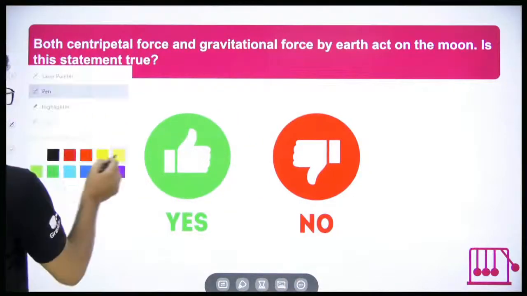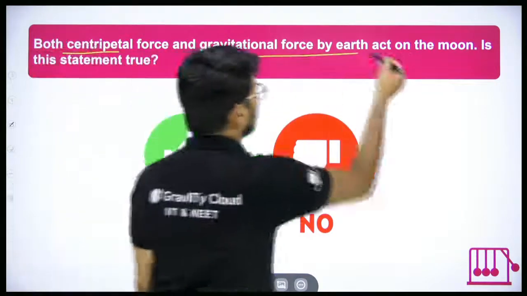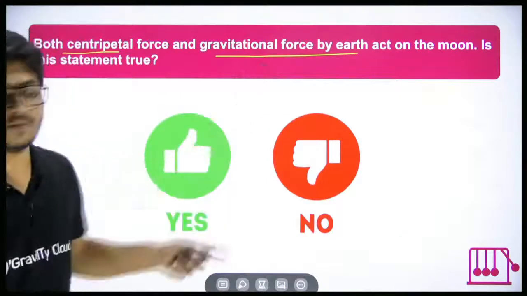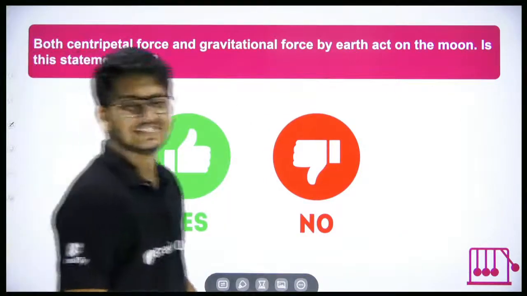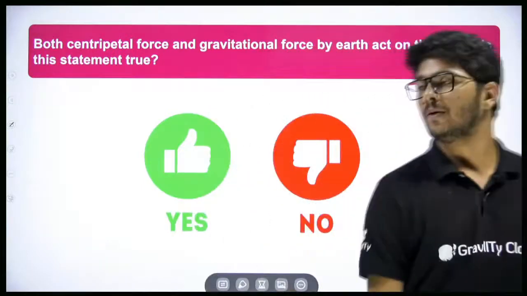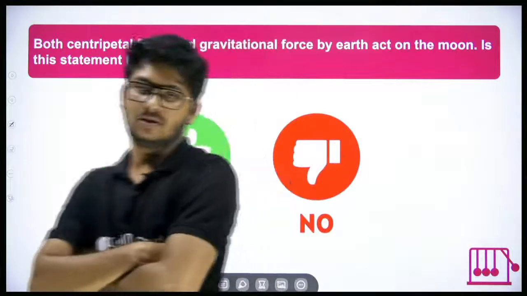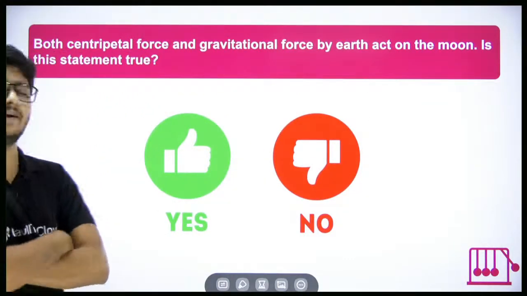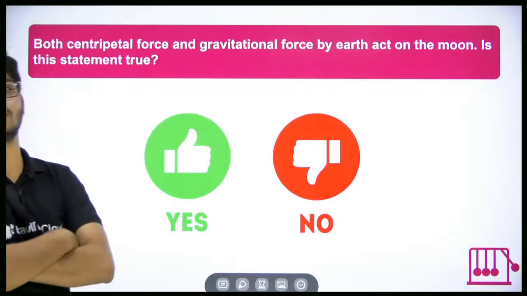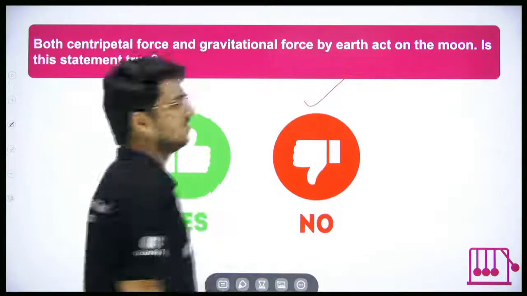So the first question is here. Both centripetal force and gravitational force by Earth act on the moon. Is this statement true? What do you think? Yes or no? Both the forces act on the moon by the Earth. Yes or no? Now everyone, yes or no? The answer is no. But why?